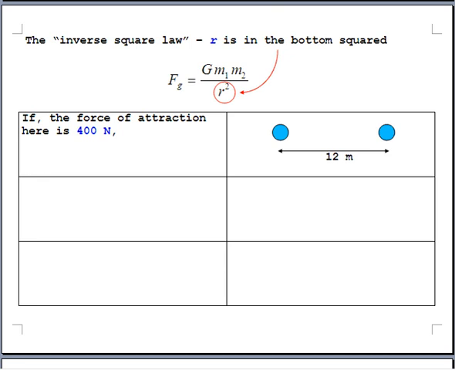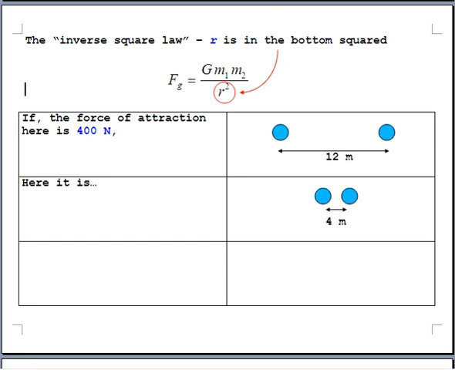So if I give you some information, we have two unknown masses. We don't know what they are, but I'm telling you when they're 12 meters apart that the force of gravity, aka the force of attraction between them, is 400 newtons. That's sort of what I'm going to give you. And now I might ask you, what happens to the force of attraction if we shrink the distance down and we make them only 4 meters apart?